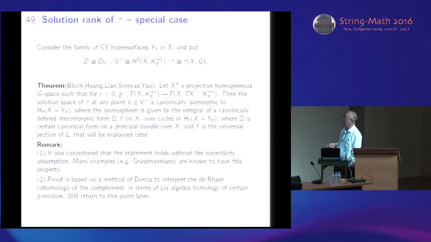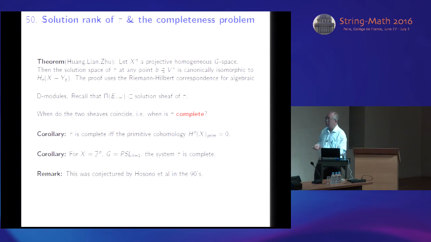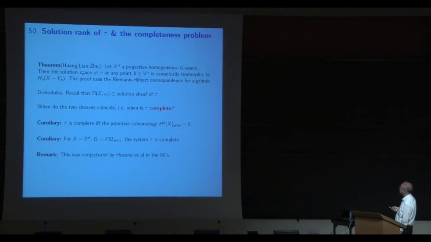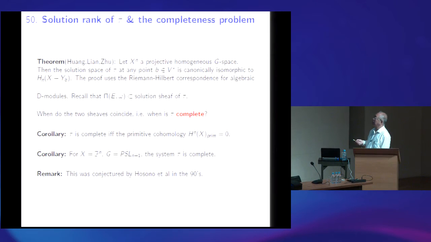Now, we make the assumption that this map is surjective, but in many cases, even without this assumption, the statement seems to be true. The proof is based on the method of Dimca to interpret the de Rham cohomology of the complement in terms of Lie algebra homology of certain G-modules. So when we have a projective homogeneous G-space, the solution space at any point V star is canonically isomorphic to that.